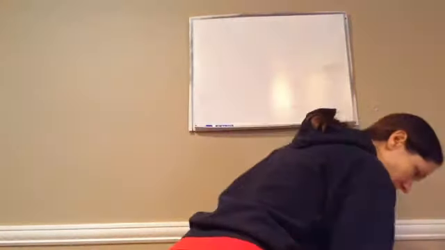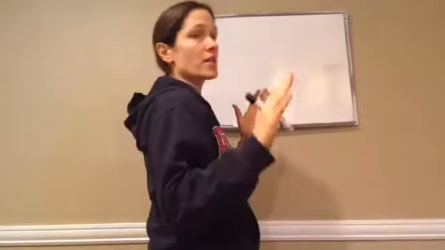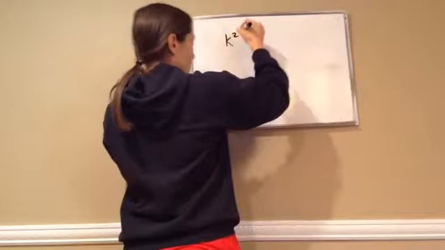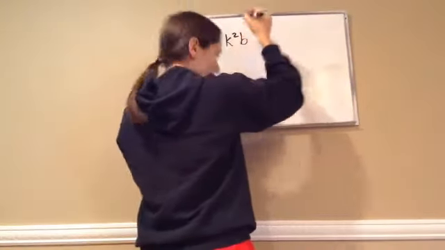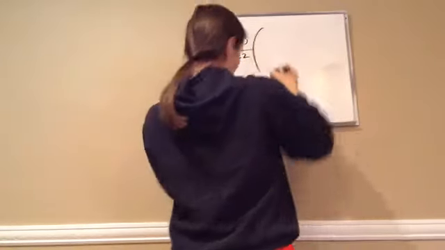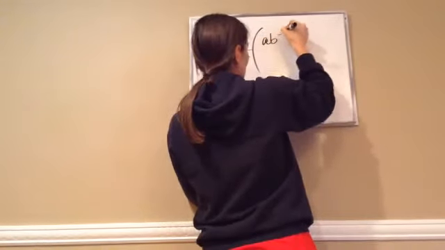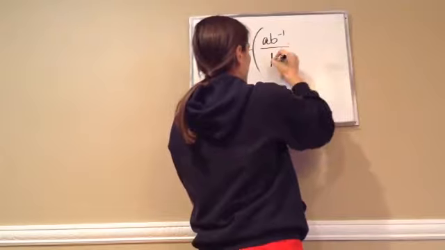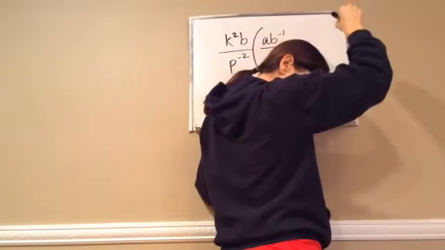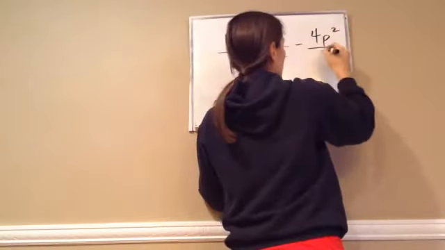And this one is telling us to use the distributive property and write all the variables, letters, in the denominator this time. Okay? So let's write this out. k squared b over p to the -2 times ab^-1 over k^2 minus 4p squared over b.